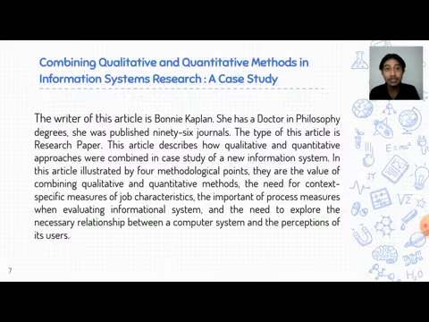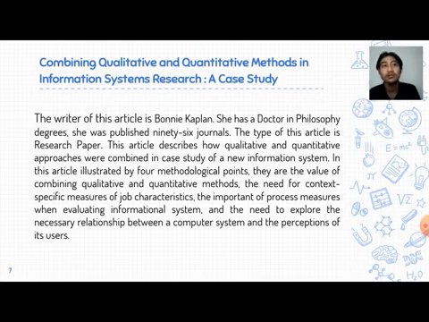Next is combining qualitative and quantitative method in information system research, a case study. As you know, this is my favorite article. This article was written by Bonnie Kaplan. She has a doctor of philosophy degree. She has published 96 journals. Wow. The type of this article is research paper.